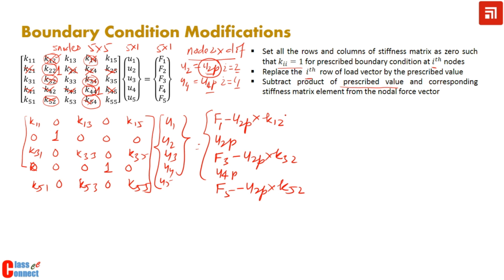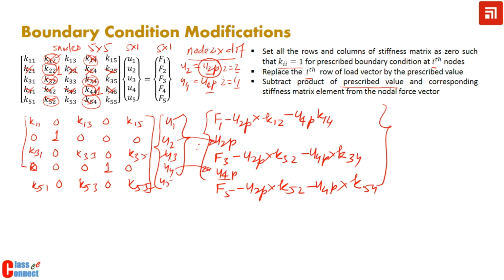And for U4P, we have to again subtract U4P multiplied by K14, minus U4P multiplied by K34, minus U4P multiplied by K54. So this is how the system equation is modified, and now we get u2 as u2p and u4 as u4p. In other terms, we can find u1, u3, u5.